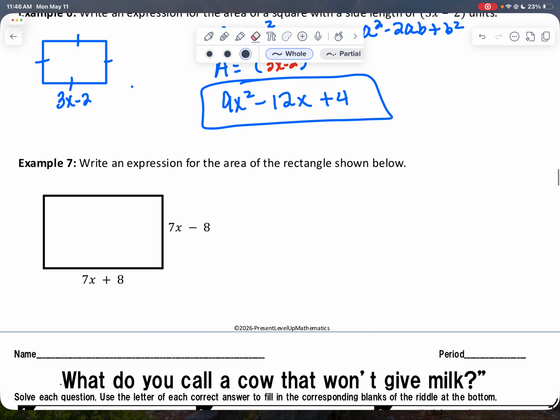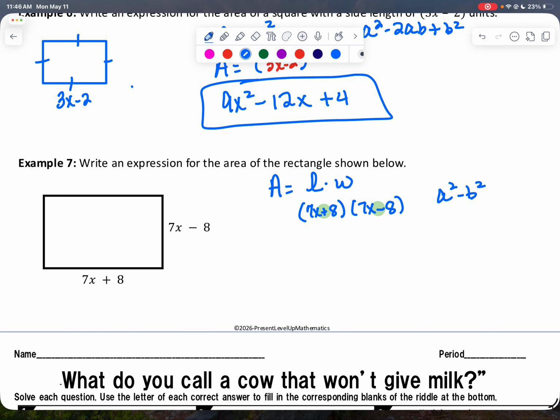All right, example 7. Write an expression for the area of the rectangle shown below. So this time, the formula for the area of a rectangle is length times width. So I'm taking 7x plus 8 times 7x minus 8. So this time we have a sum and a difference. When we have a sum and a difference, our pattern is a squared minus b squared. So take your first term, 7x, and square it. So 7x times 7x is 49x squared. Then take your second term, which is 8. 8 squared is 64, and put a minus in between them, and you're done.